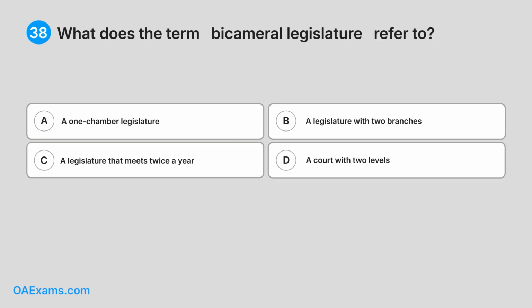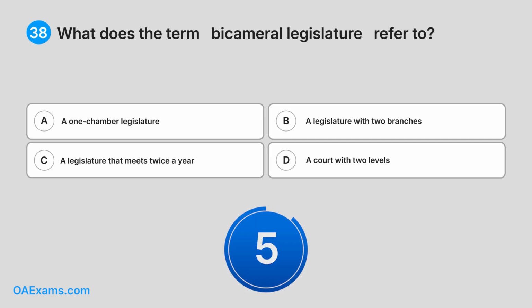38. What does the term bicameral legislature refer to? A. A one-chamber legislature. B. A legislature with 2 branches. C. A legislature that meets twice a year. D. A court with 2 levels. Do you know the answer?